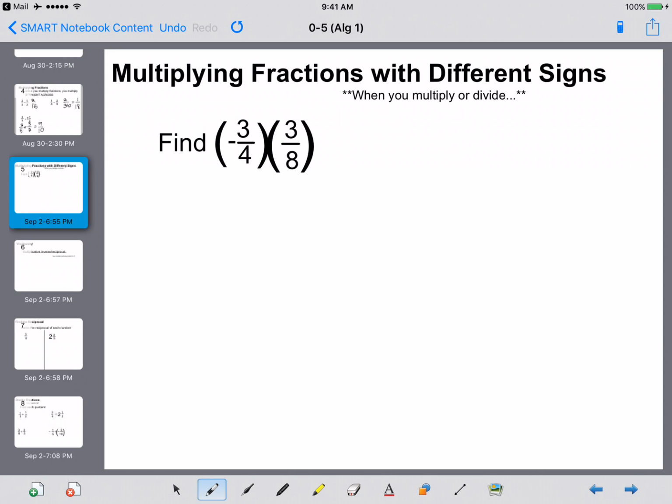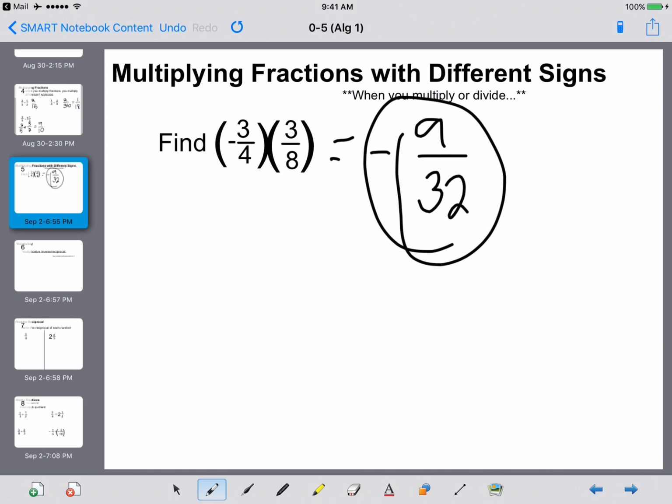Now, multiplying fractions with different signs. Don't get too freaked out. Just remember, when you multiply or divide, negatives come in pairs. So negative 3/4 times positive 3/8 is going to be a negative number. 3 times 3, 9. 4 times 8, 32. Boom. Oops, there's your answer. It's a negative. So multiplying fractions with different signs is the same thing as multiplying integers.